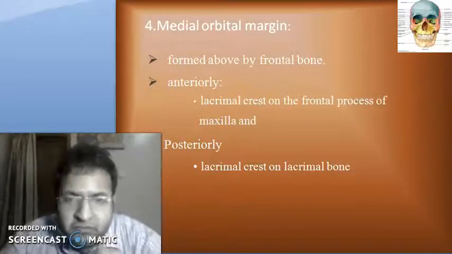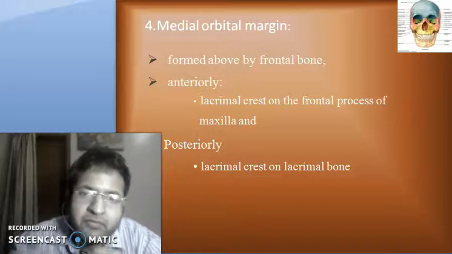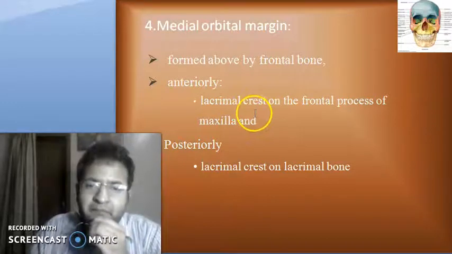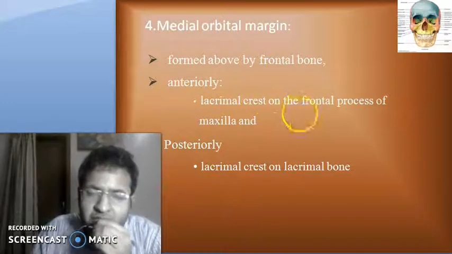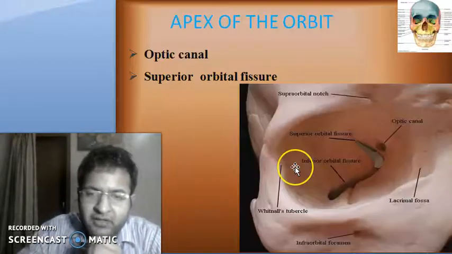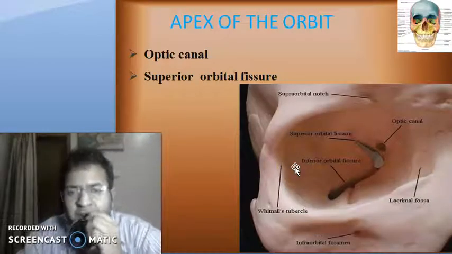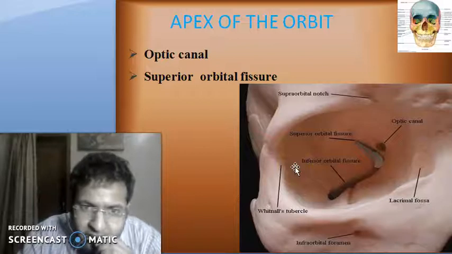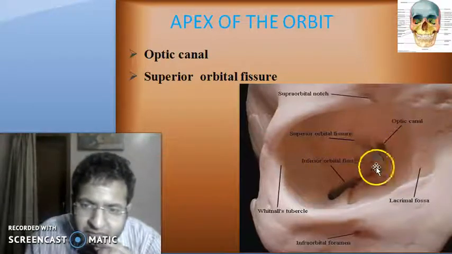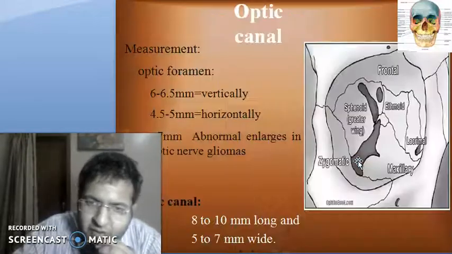The medial orbital margin is formed above by the frontal bone, anteriorly by the lacrimal crest on the frontal process of the maxilla, and posteriorly by the lacrimal crest on the lacrimal bone. The apex of the orbit consists of the optic canal and the superior orbital fissure. This area is the apex of the orbit.